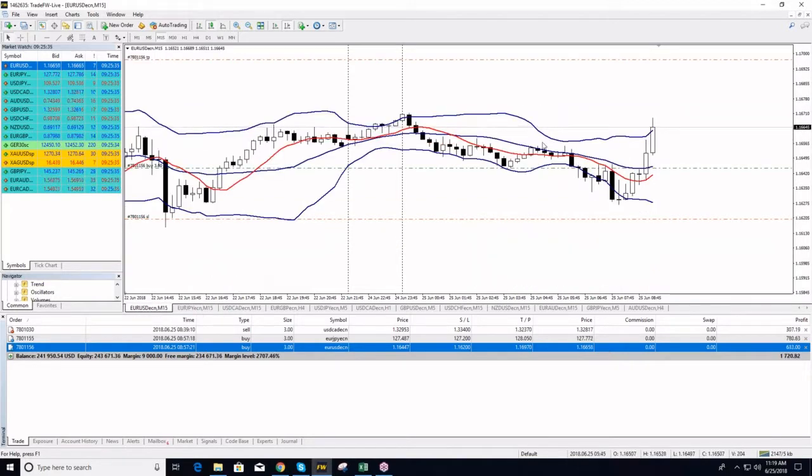The same for euro dollar. If euro dollar closes above this level, again, I will move my stop loss. I will not keep it there. I will move it above. So stay with me as well.